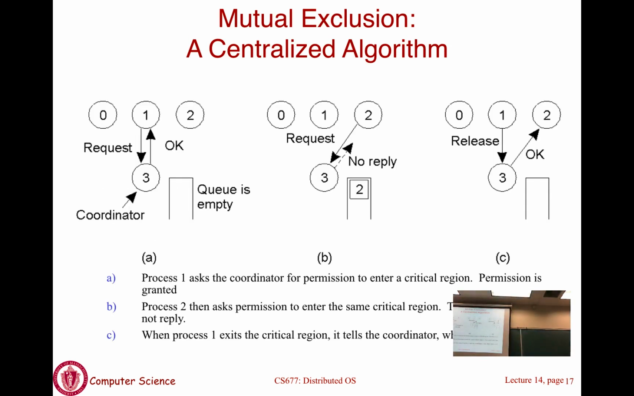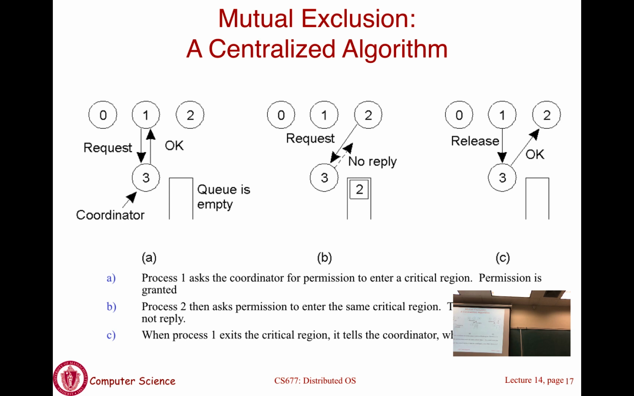Here's a picture. 4 processes, 0 through 3. We pick 3 to be the lock manager. The lock manager is going to have 2 things. It's going to have a queue, and it's going to have the state of the lock. The state of the lock is free or in use at any given time. So initially, 1 sends a request saying I need the lock. That's a lock acquire request. 3 says the lock is free, so it immediately grants the lock. So now 1 holds the lock.